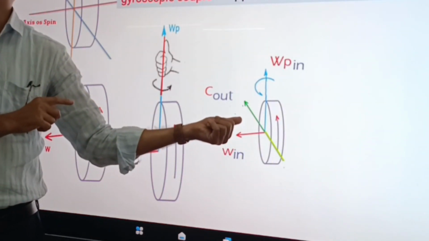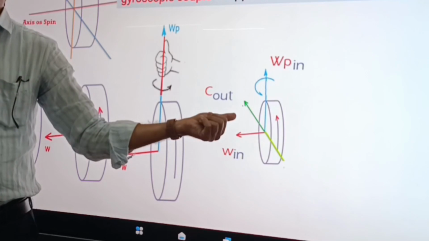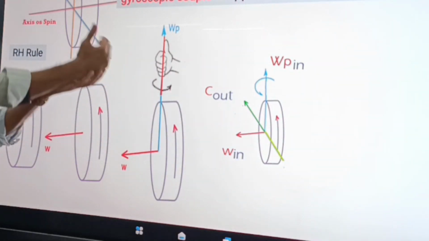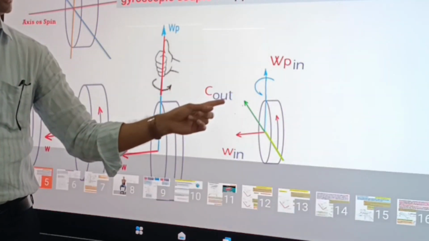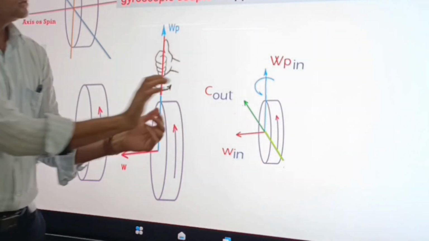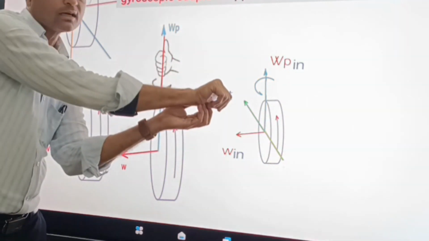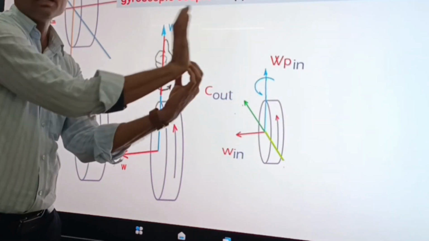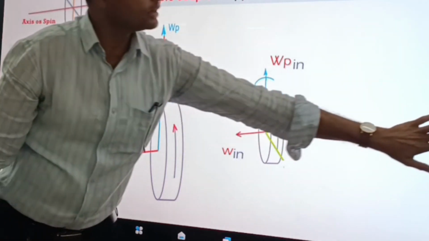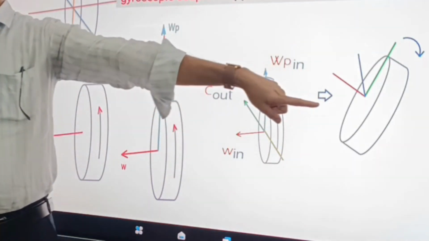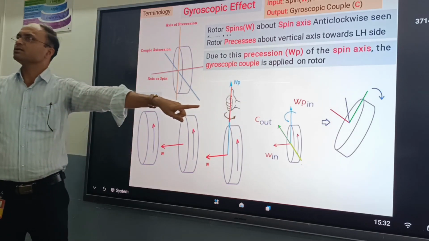C out. What is the meaning of C out? Couple is the output. In this case, because of this precession, output is couple. Okay, and because of this C out, you can see whenever you align this finger with the couple direction, what is the tendency? The disc will try to tilt on the outer side. You understood this? Yes, yes.